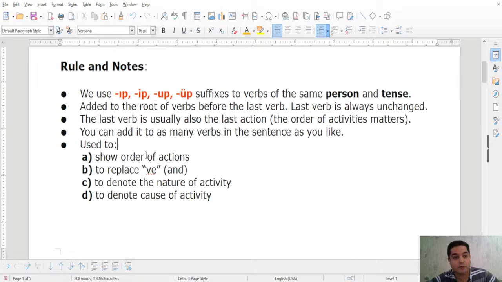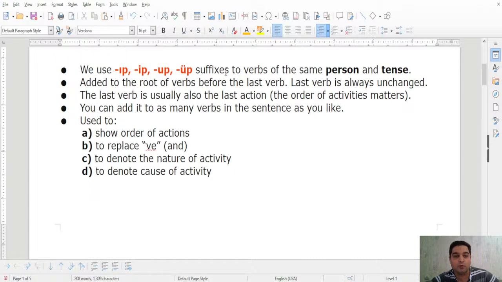So where do you use it? Of course we will see examples, don't worry about that. We will see examples to make it clear for you. Where do we use up, ip, up, up? We use it to show the order of actions, okay? Where people will know that the first action is this, then the other happened, and then the next happened, and then the last happened, okay?